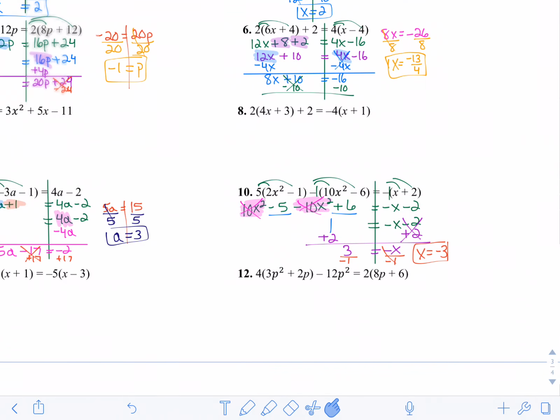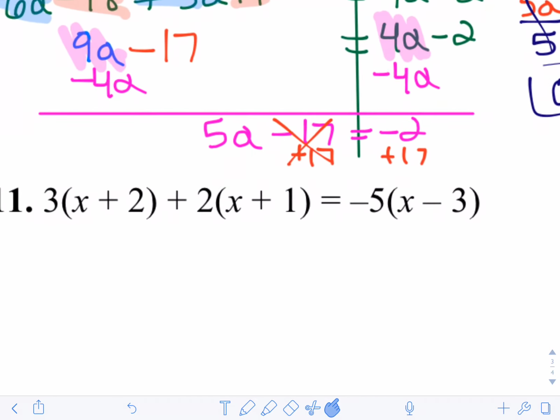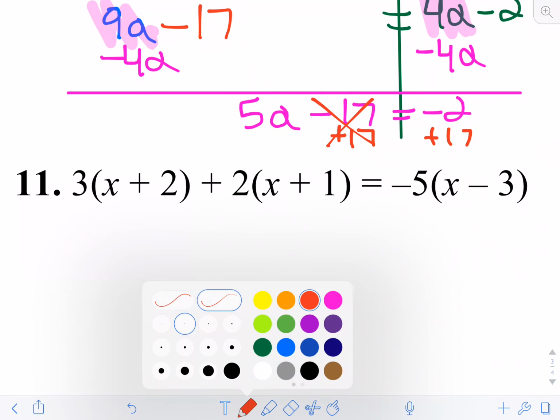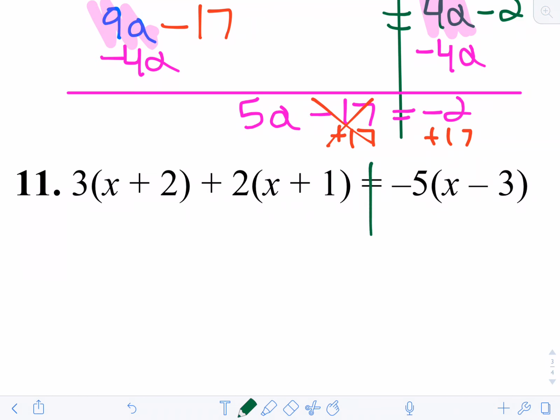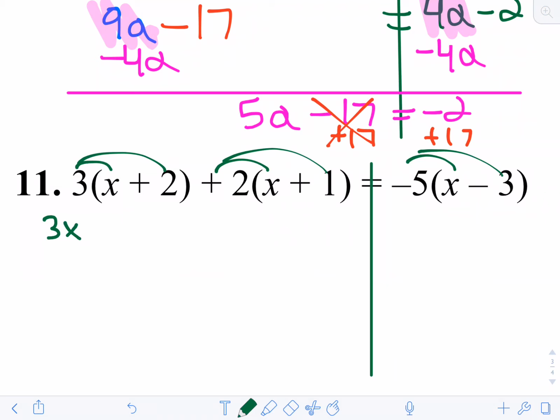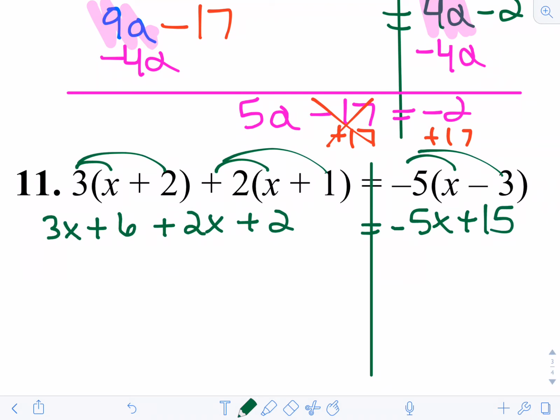Okay, and we got 2 more, and then we're done. So for this one, okay, I'm going to have a 3 to distribute, a 2 to distribute, a negative 5 to distribute. So we have 3 times x is 3x, 3 times 2 is 6, 2 times x is 2x, 2 times 1 is 2. Negative 5 times x is negative 5x, and negative 5 times negative 3 is a positive 15.